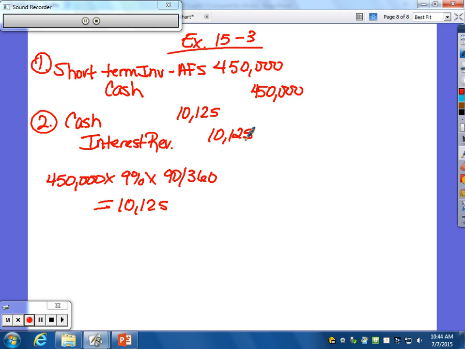Exercise 15-7, which is on page 620. On December 31st, 2013, Rajiv Company held the following short-term investments in its portfolio of available-for-sale securities. Rajiv had no short-term investments in its prior accounting periods. Prepare the December 31st, 2013 adjusting entry to report these investments at fair value. So, they've given you this chart here, and what is the one thing that we need to do in order to find out fair value?